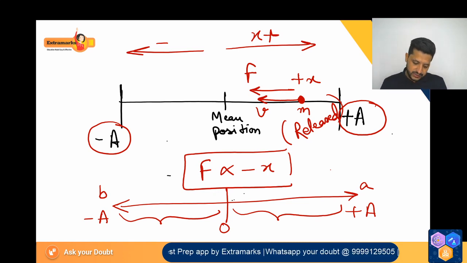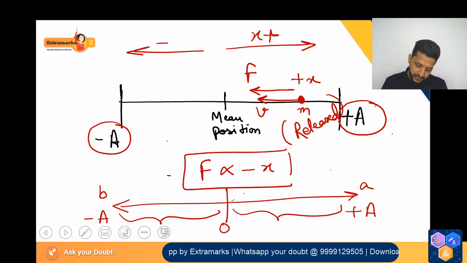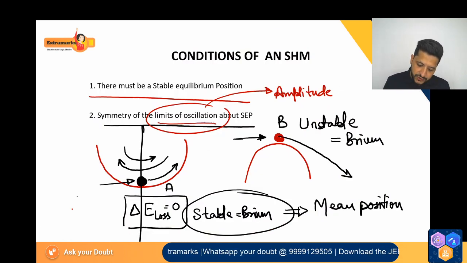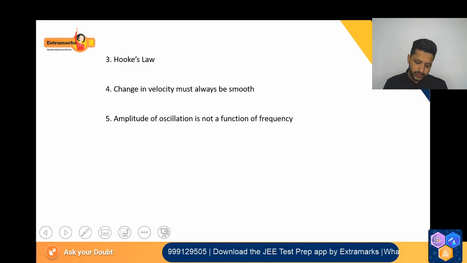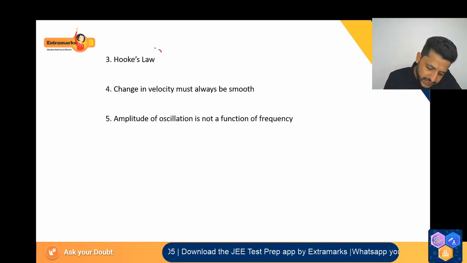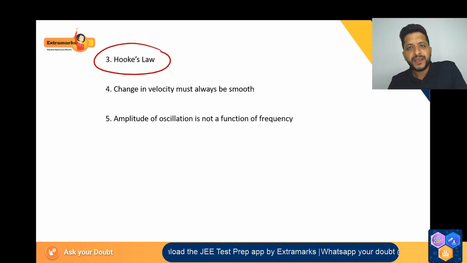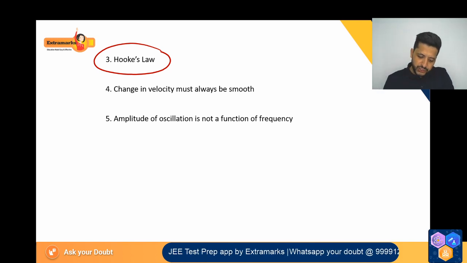So the limits, that is plus a and minus a, these limits of oscillation about the stable equilibrium position must be symmetrical about this stable equilibrium position. This is the second condition for SHM to happen. What is the third condition? The third condition is something which we have already done, but I did not reveal the name. That is Hooke's law.